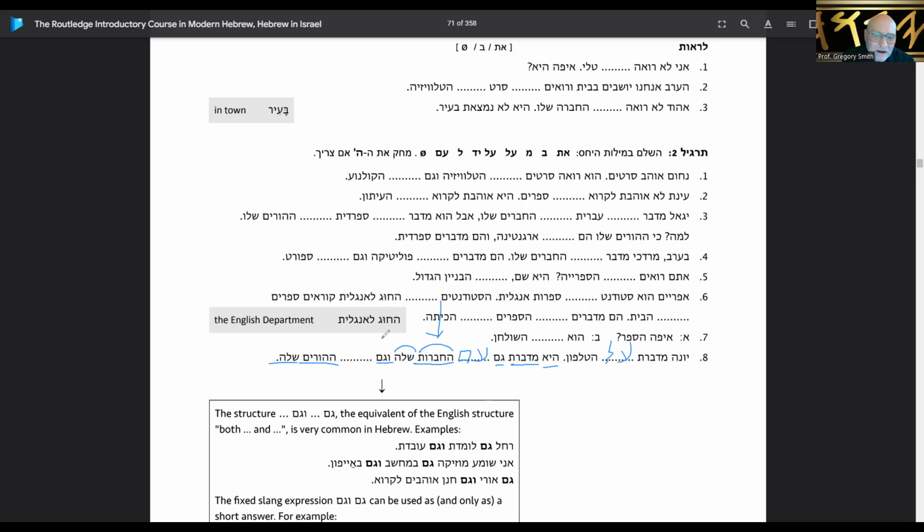And also, hahavarot, with her friends. Now this is chahorim, parents, shalcha, her parents, and also with her parents. So I bet you it's going to be im. So we should have all im and im. Let's check it out and see what we got here.